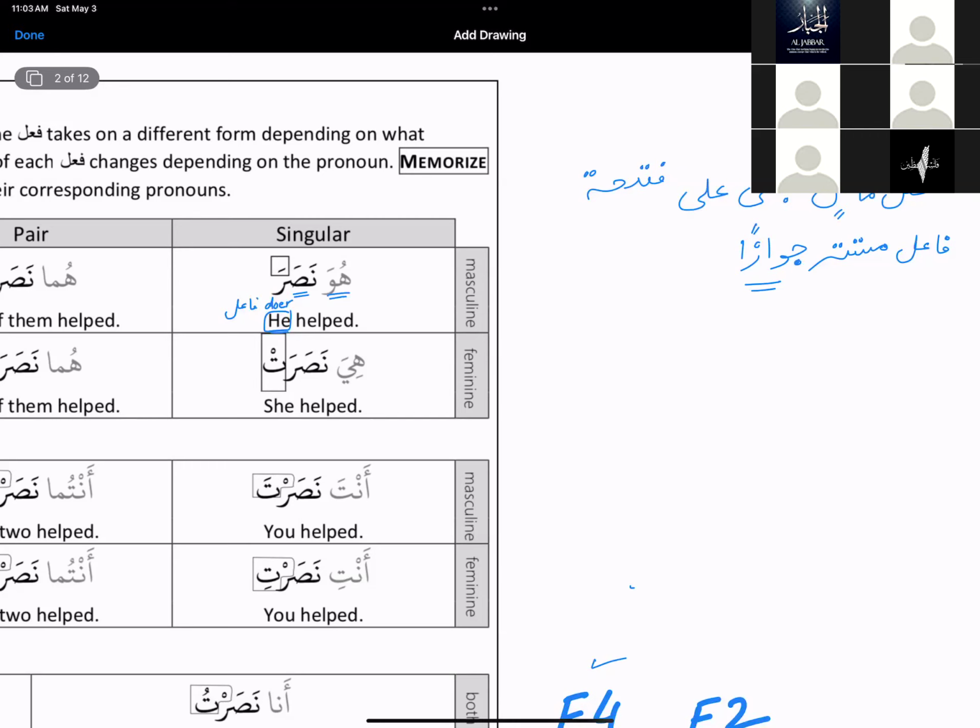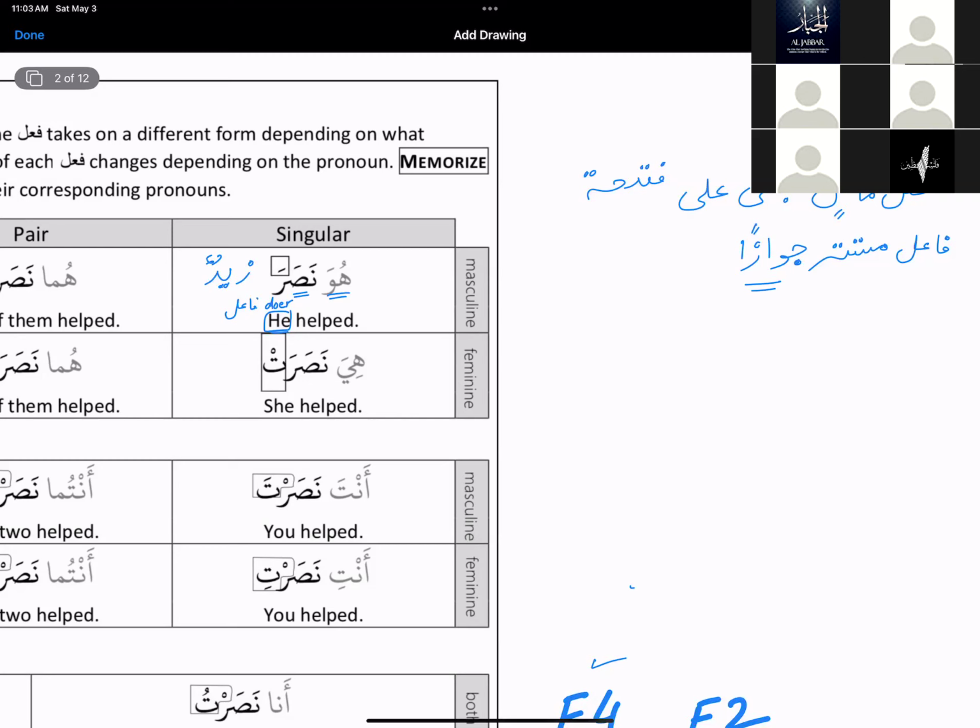I can say Nasara Zaidun. So now Zaidun is my outside doer. Can I have an outside doer in Anta? No. Yes or no? No, right? So that's why we can use this term over here.